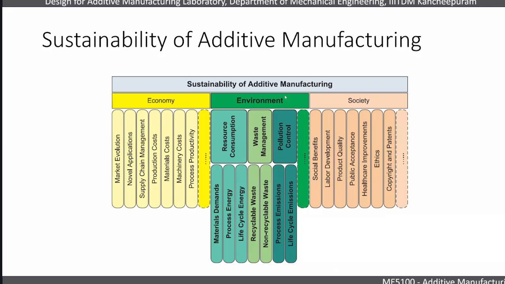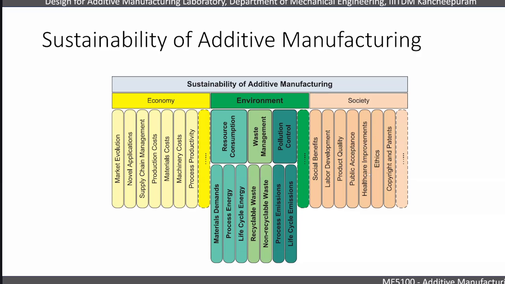If you look at the sustainability of additive manufacturing, there are three aspects. You look at the economic dimension, or the profit or prosperity dimension, then the environmental or planet dimension, and the people or society dimension. So talking about market evolution, novel applications, supply chain restrictions and opportunities in the supply chain, the cost angle, machinery cost, process productivity, and things like that. And then resource consumption, waste management, pollution control, like what are the inputs and outputs in the production process. And then social benefits, labor development, product quality.